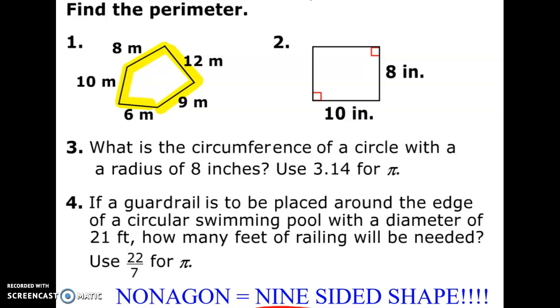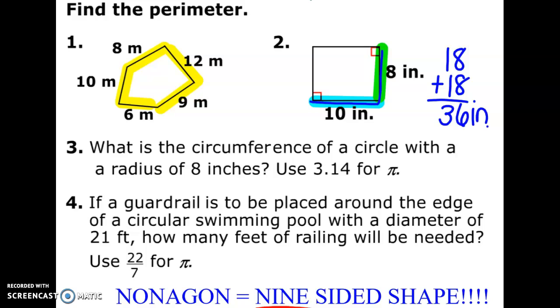Okay, on rectangles, there are 2 ways you can do it. You can double the length and get 20, then double the width and get 16 and add them together. Or you could say 10 plus 8 is 18 and then double that to get 36 inches.